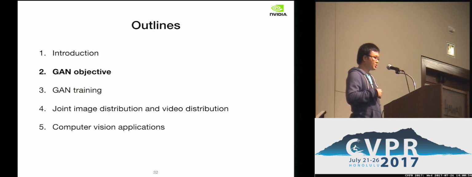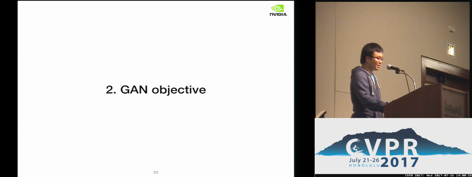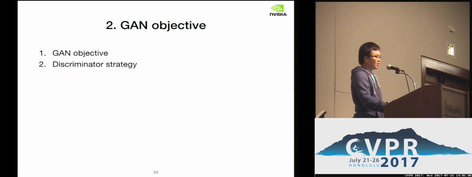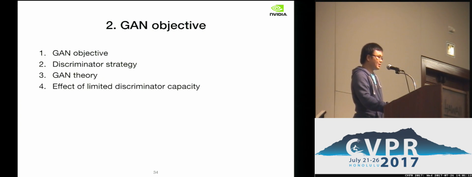Okay, now we'll be talking about the GAN objective in more detail. In this part, we'll first talk about the GAN objective, then the discriminator strategy, the GAN theory, and the effects of limited discriminator capacity.